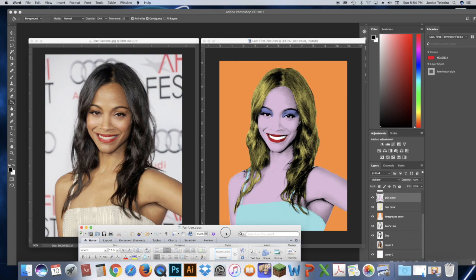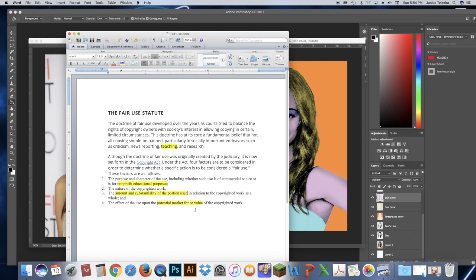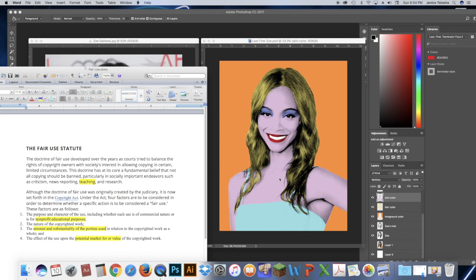And the last one, the effect of the use upon the potential market for or value of the copyrighted work. So in other words, does this create its own value now where I could go out and make a profit? And the answer is no. I'm not going to be selling this. I'm not making any kind of a profit on that.